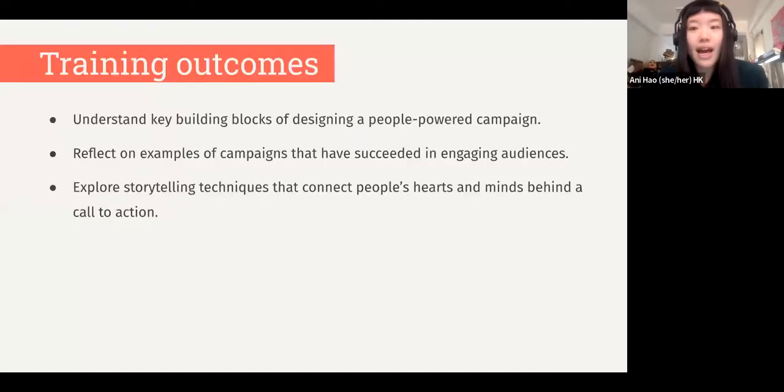So just outcomes, we're going to be thinking about some of the key elements of a people-powered campaign. I'm going to show some examples, and especially I think it's a great time to be thinking about storytelling. In the short amount of time that we have, it's probably one of the most important strategies in your campaign.